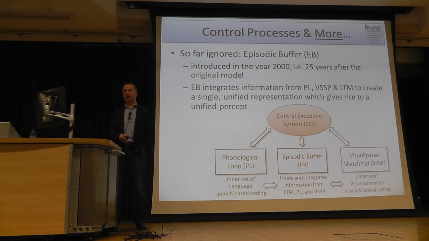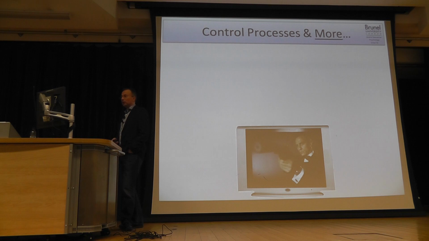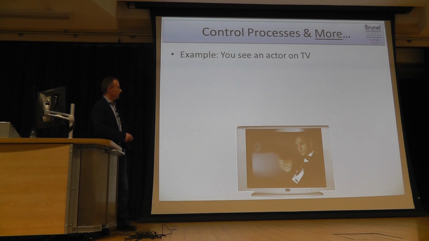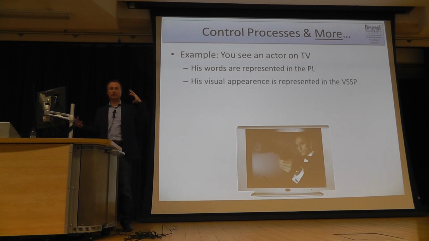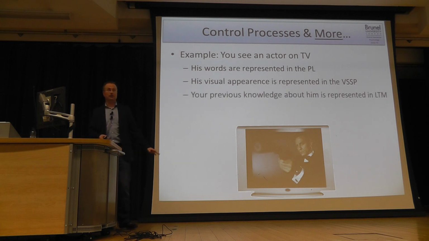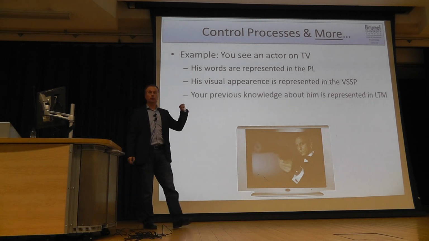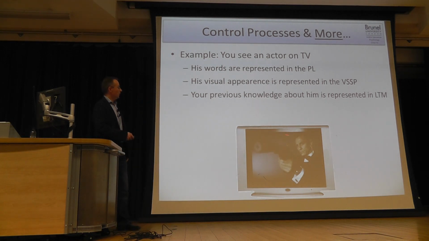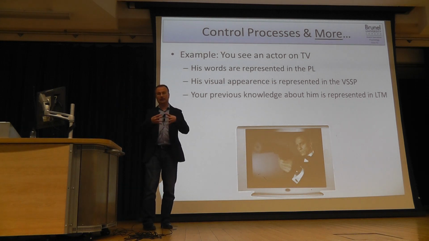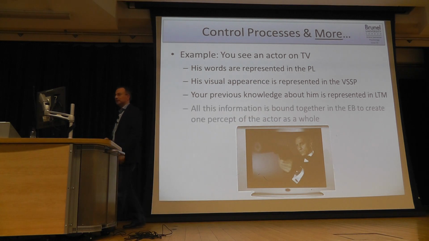And the idea is that that happens in the episodic buffer. So when you see, for instance, a movie and you see an actor on the TV, then his words are represented in the phonological loop, his visual appearance in the visual spatial sketchpad. And at the same time, you may retrieve knowledge about this actor from your long-term memory. For instance, who is his partner at the moment, what other movies he has played in, and this can all be linked together in the episodic buffer to get one unified representation.